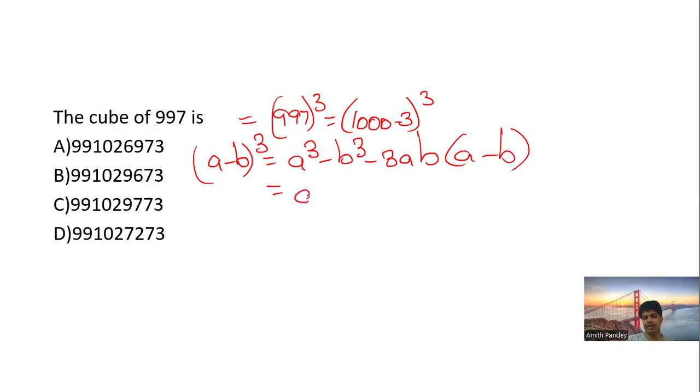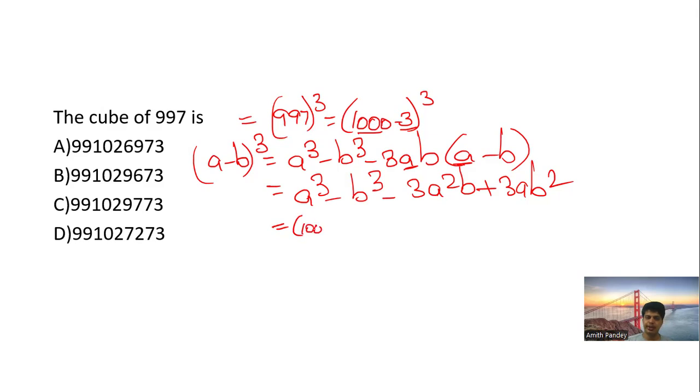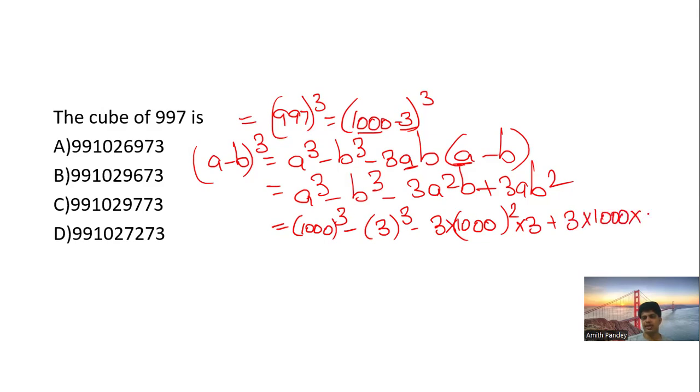And if I try to expand this, a cube minus b cube minus 3a square b plus 3a b square. Fine. Now, as you can see, if I take this as a, this as b, let's try to substitute: (1000 minus 3) cube, minus 3 into 1000 square into 3, plus 3 into 1000 into b square, and b square is 3 square. Fine. So here we go.